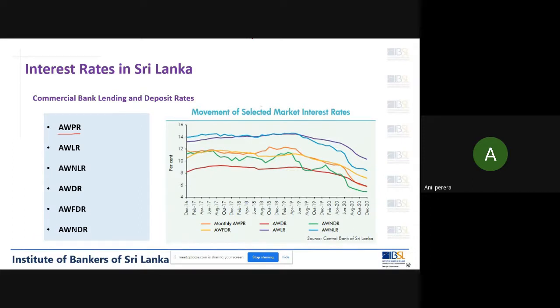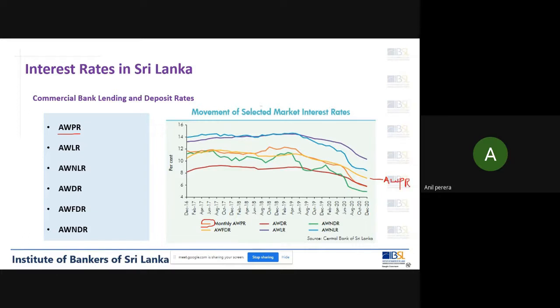And that reflects the short-term market. They are borrowing basically for short-term funding needs, not for capital purposes, right? So if you calculate the rate for short-term funding for prime customers, it is the average weighted prime lending rate. In this chart, you will see the AWPR is given by this orange line, the middle line.